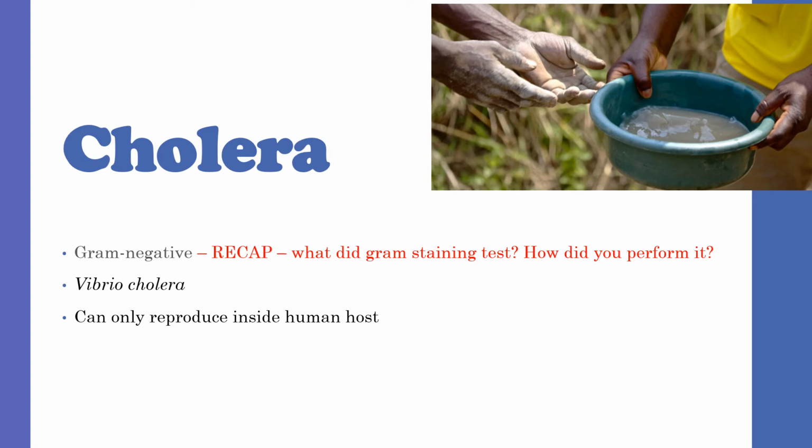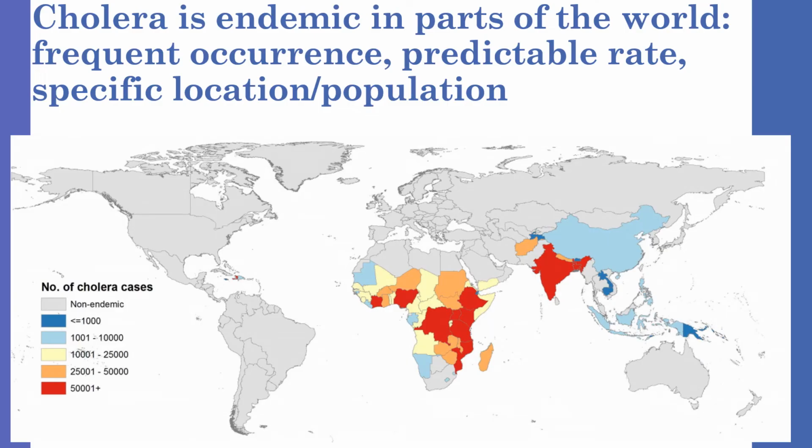Now, cholera can only reproduce inside the human host. It is a typical water spread disease, though. Cholera is endemic, not pandemic. Endemic means a disease occurring frequently in a location or a particular population. We're talking about warm, impoverished, rural areas where either the knowledge is just not there of how cholera spreads, or the financial system to actually get clean drinking water to people is just not there.